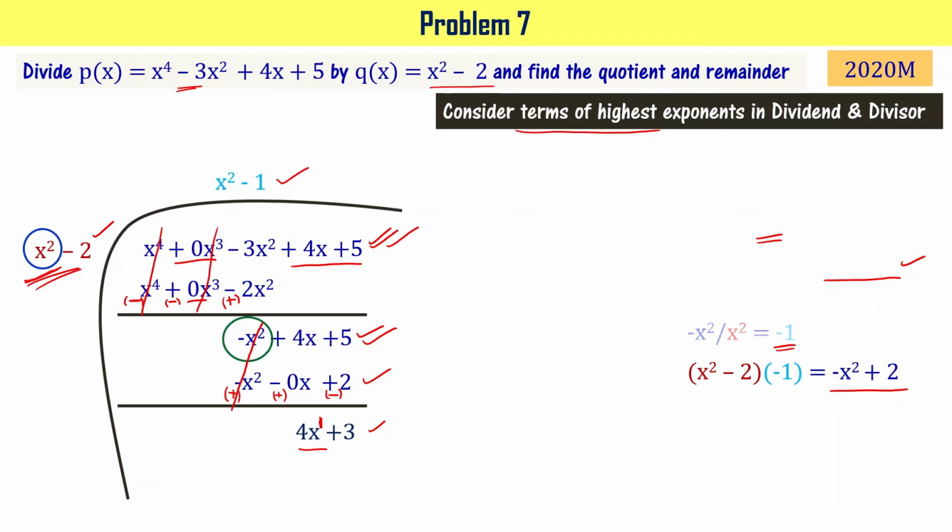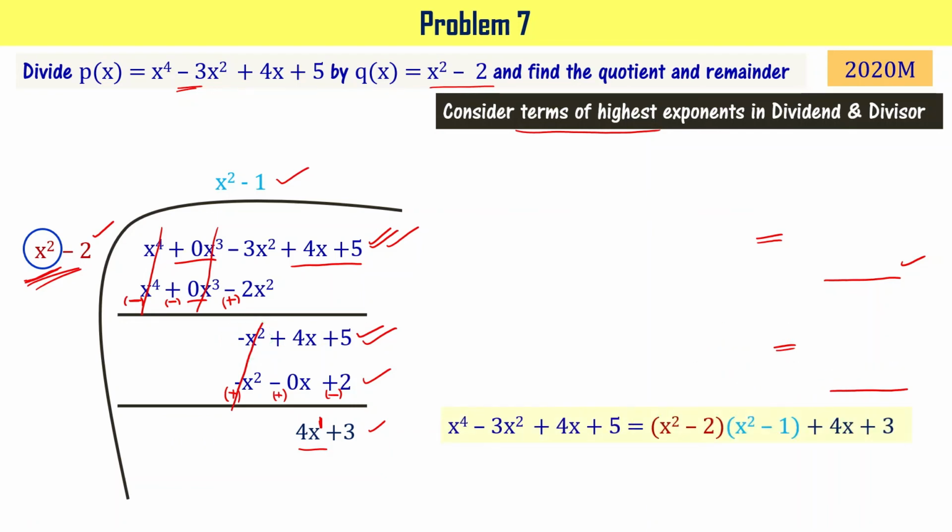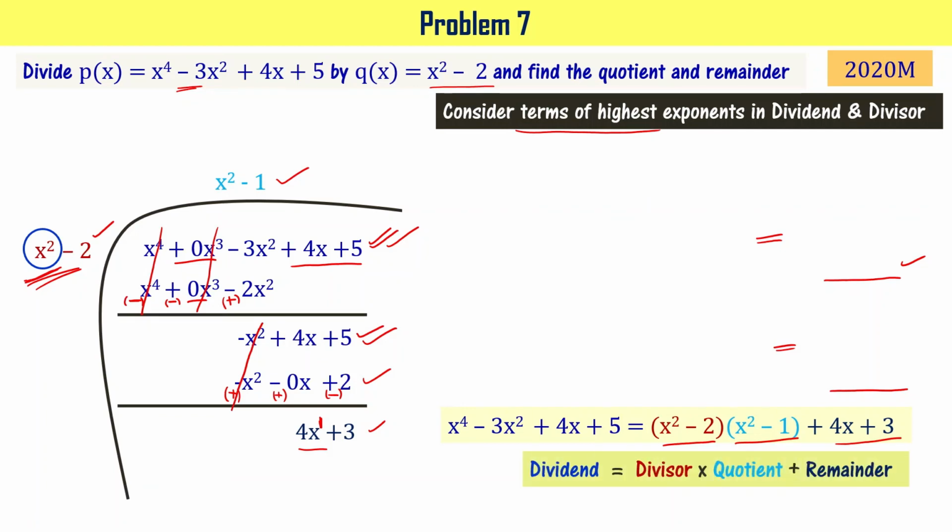So I can now write it as x power 4 minus 3x square plus 4x plus 5 equal to x square minus 2 times x square minus 1 plus 4x plus 3, right? We know that dividend equals divisor times quotient plus remainder, right? It means x square minus 1 is the quotient and 4x plus 3 is the remainder. This is what we are asked to find, right?